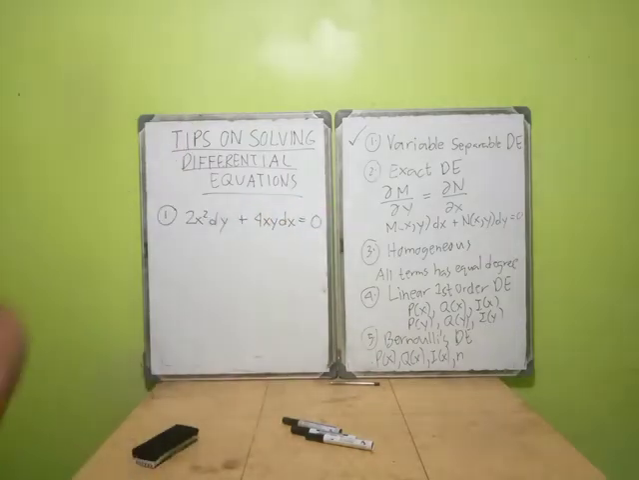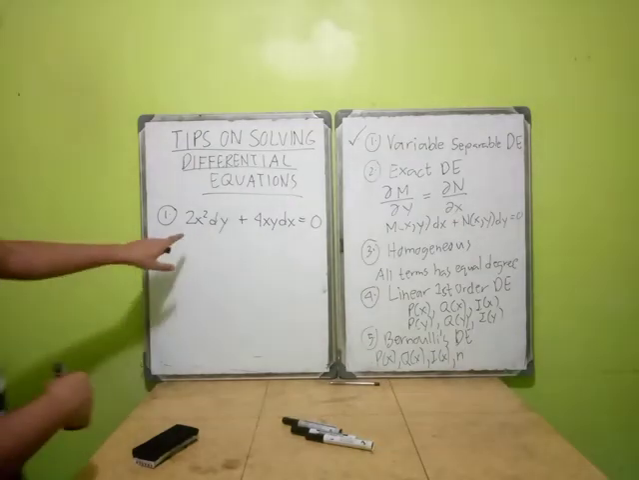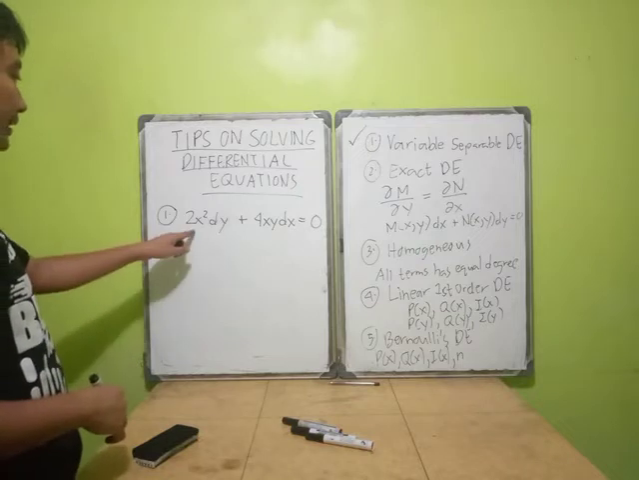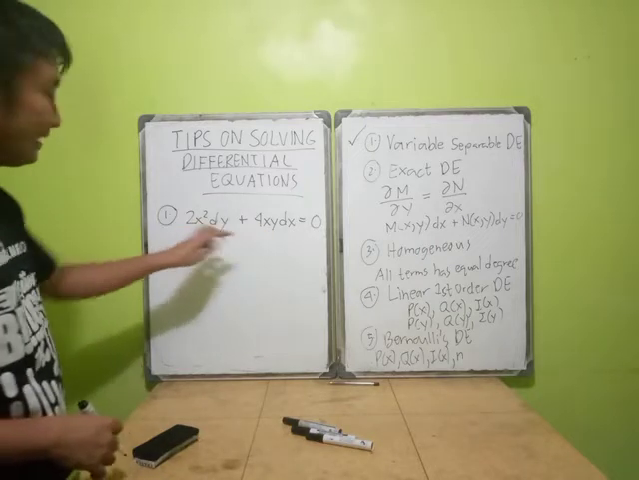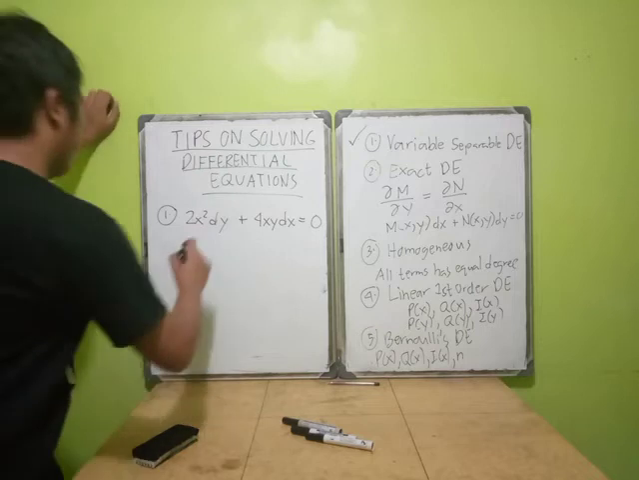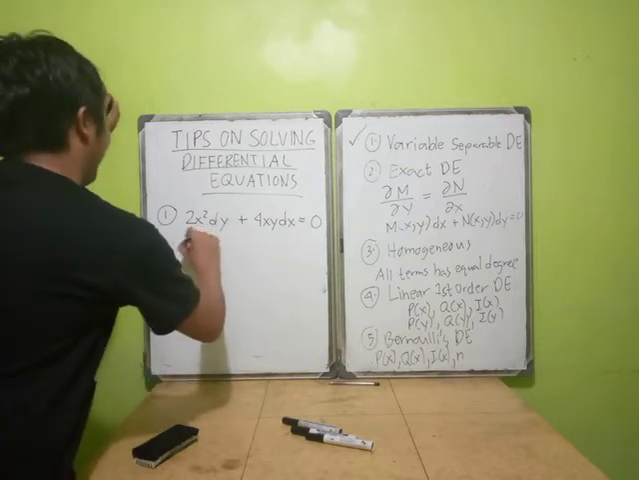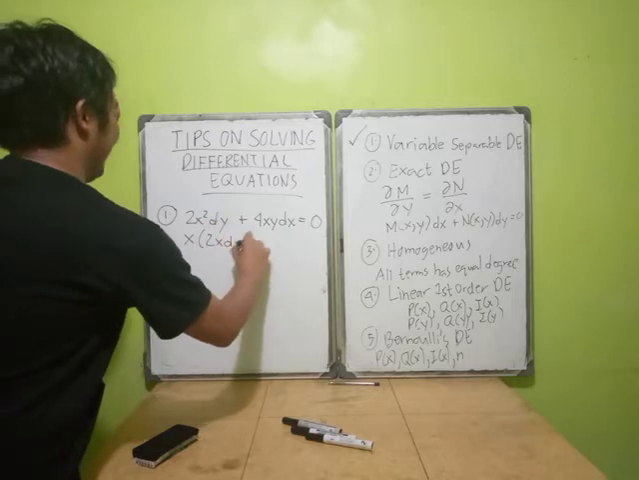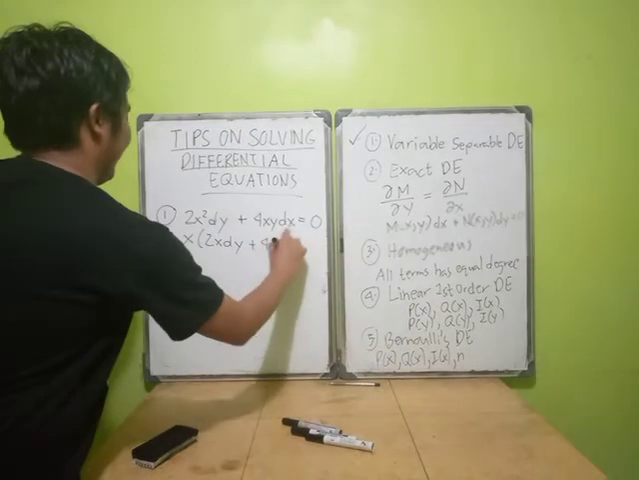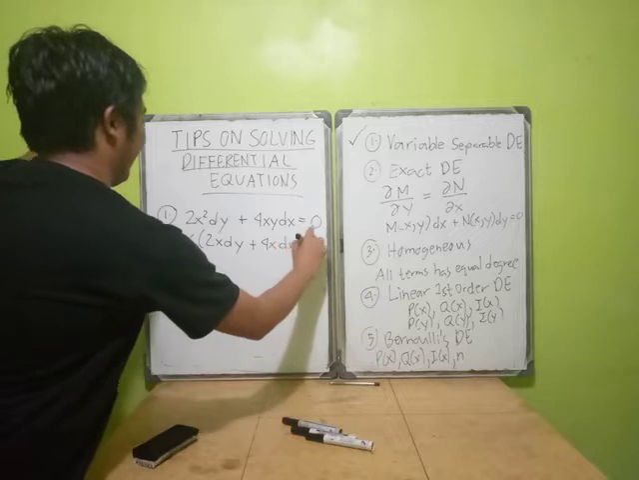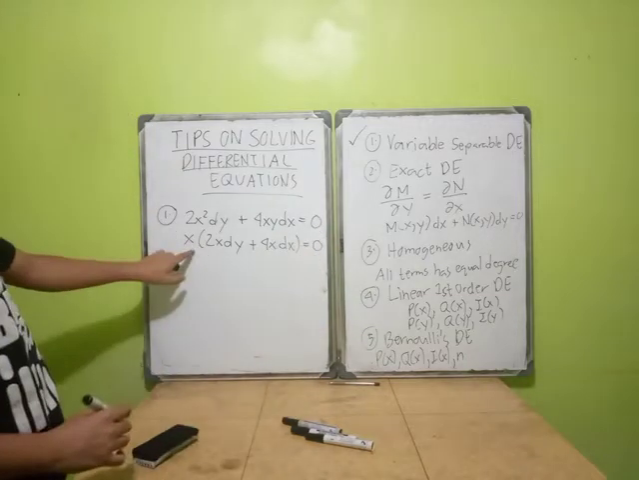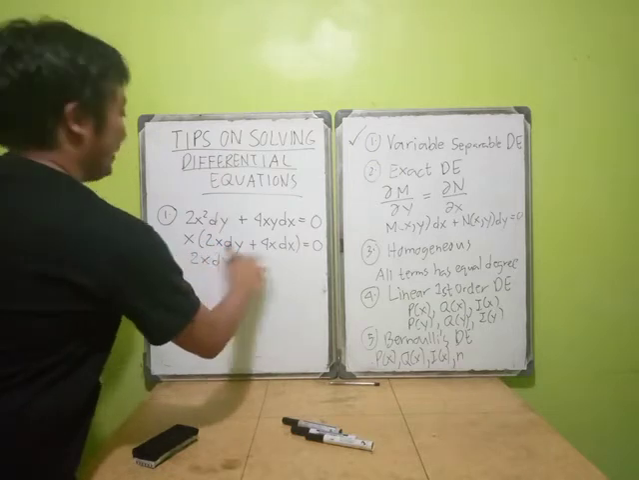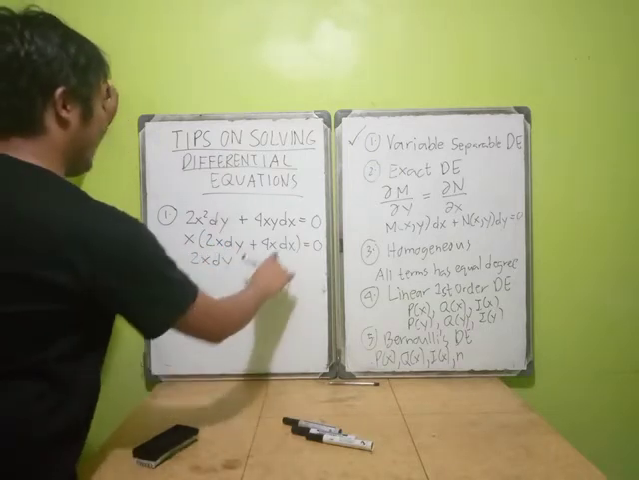Okay, yan. Anong gagawin natin? Try natin kung separate ba natin yung variables. Okay. So, nakita nyo, may x dito, may x din dito. Okay. I-factor out natin si x para ma-simplify. Equation to eh. Pwede nyo gawin yung gusto nyo.